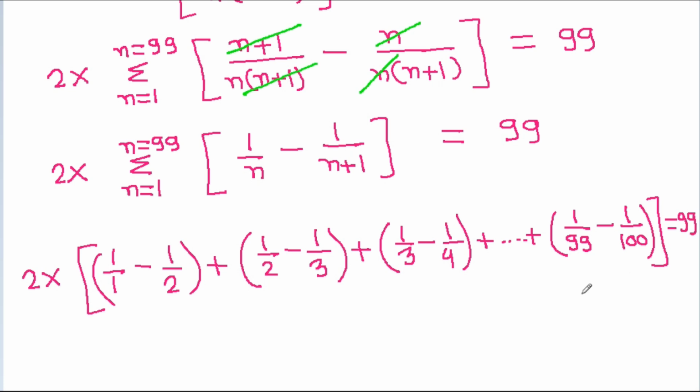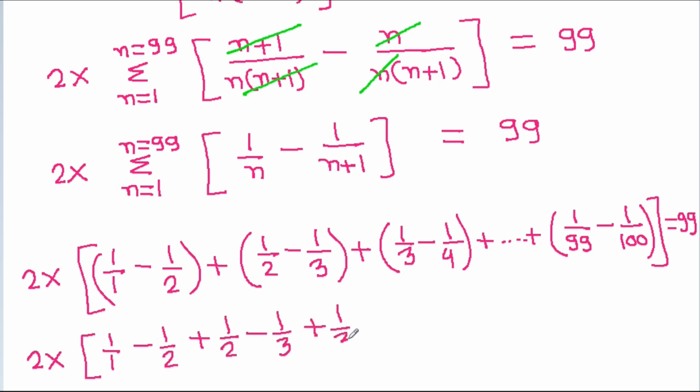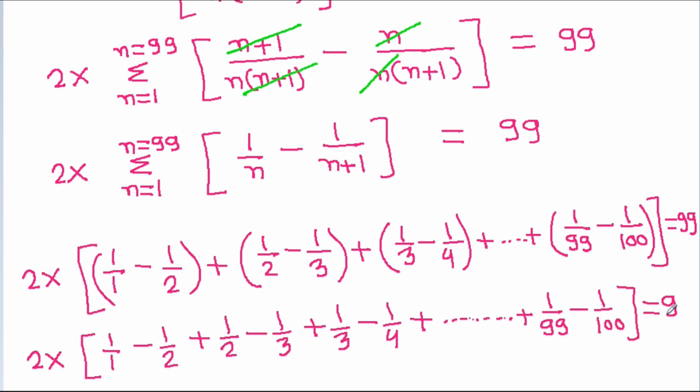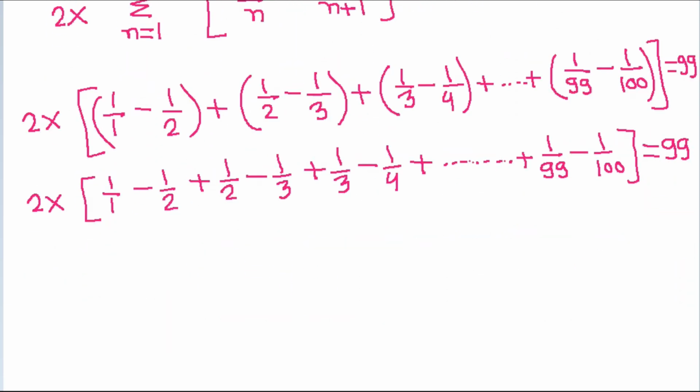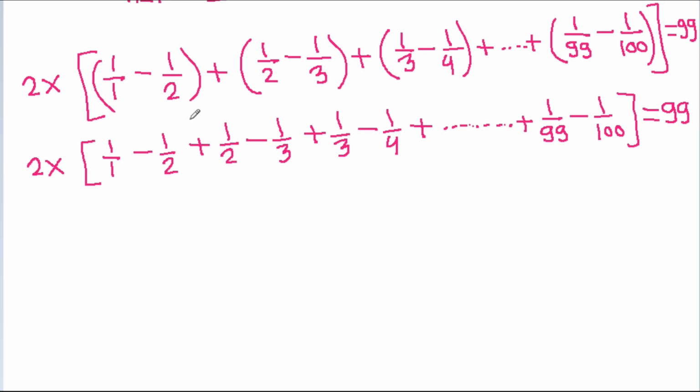It is equal to 99, and it is 2x times 1 by 1 minus 1 by 2 plus 1 by 2 minus 1 by 3 plus 1 by 3 minus 1 by 4 plus up to 1 by 99 minus 1 by 100. It is equal to 99, and 1 by 2 will get cancelled, 1 by 3 will get cancelled, and in the same way 1 by 4 will get cancelled, and 1 by 99 will get cancelled.